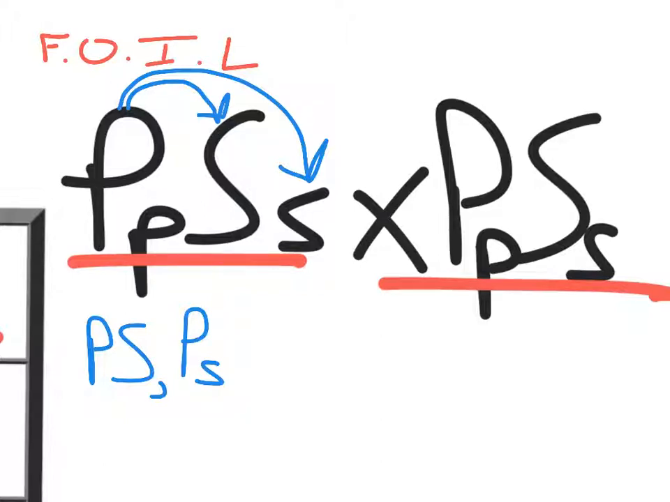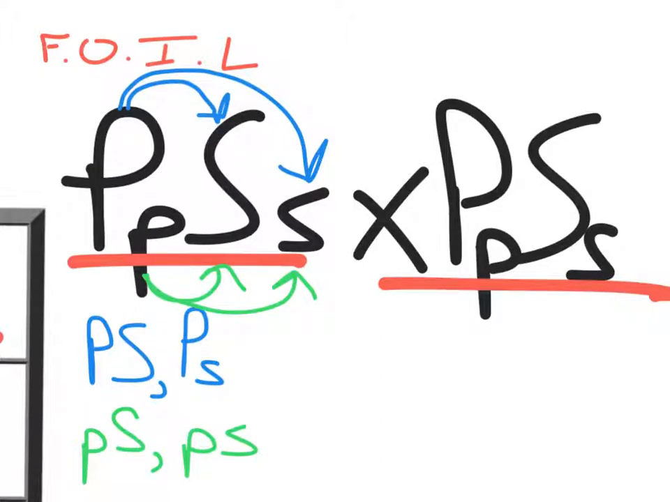Little p and big S. Very good. Then little p and big S, that's the inner. Little p, oh, let me do that again. Little p and big S. And then little p and little s. The four possible gametes that this creature can make.